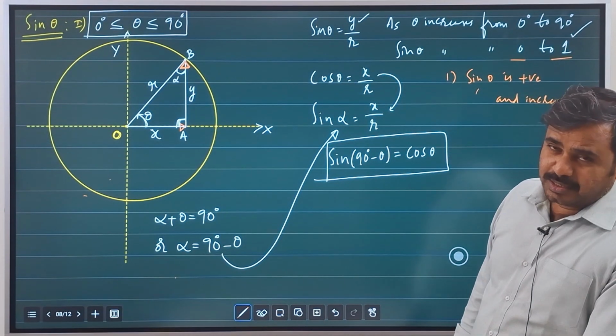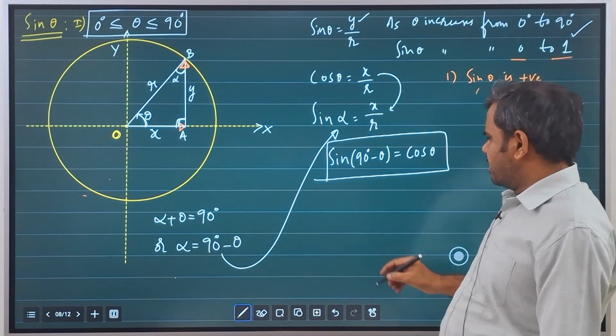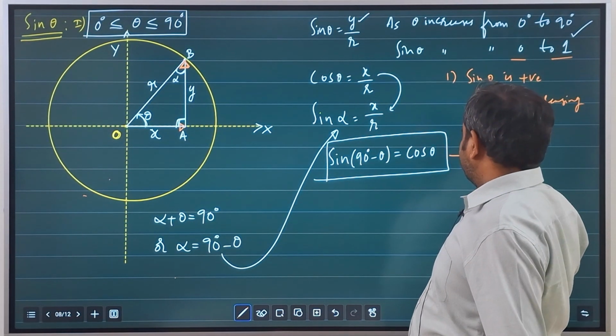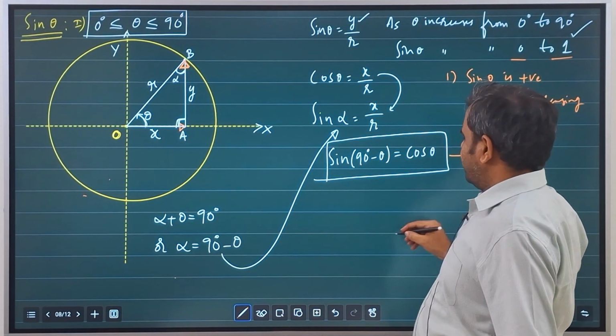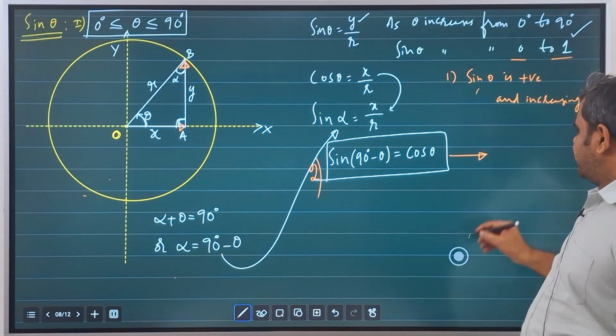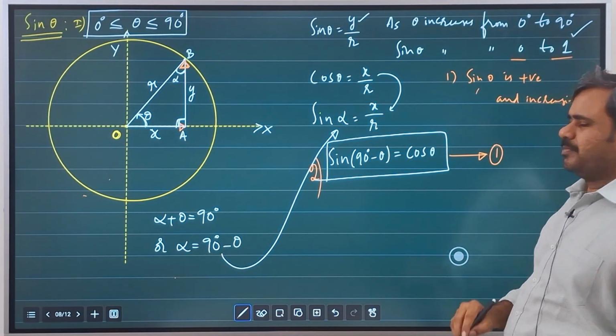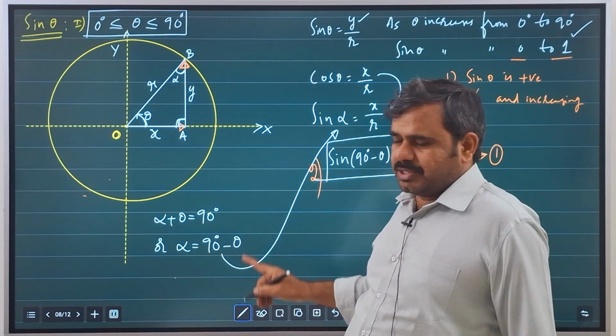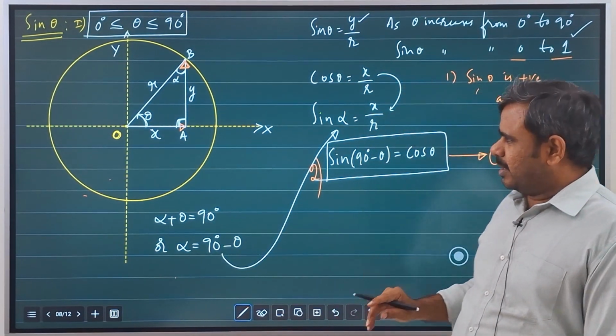As theta is increasing from 0 degrees to 90 degrees. And this is the second conclusion that we have come to. Let's call this first equation. We'll write all such equations at one place later.